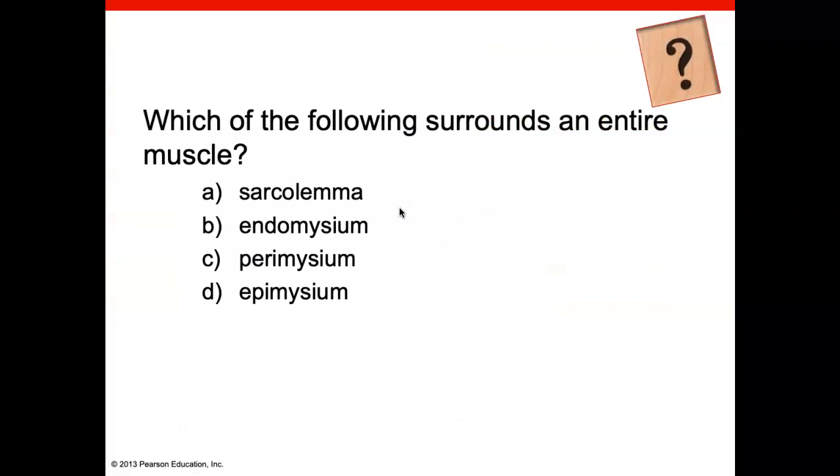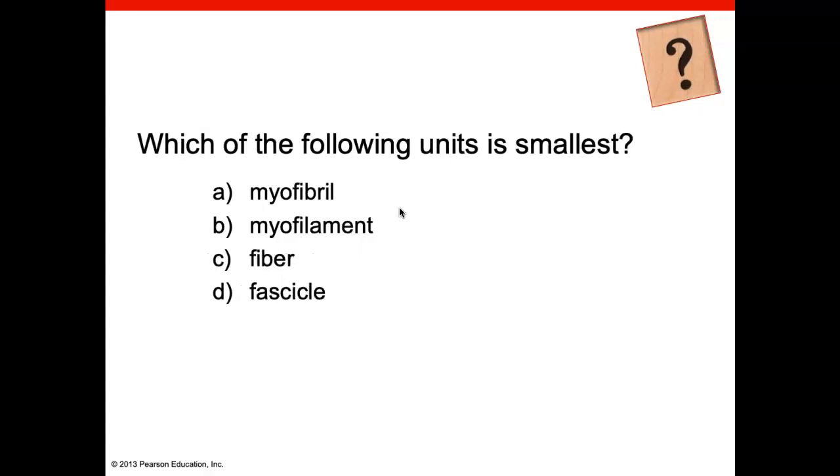Which of the following surrounds an entire muscle? That is, what is the outermost covering? Epimysium. Which of the following units is the smallest? Myofilament.